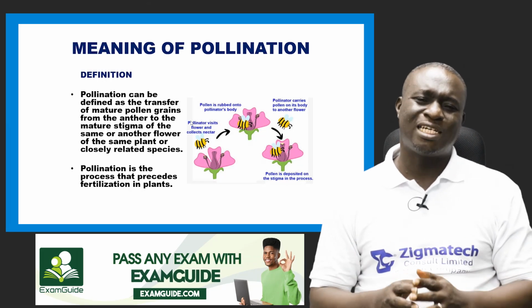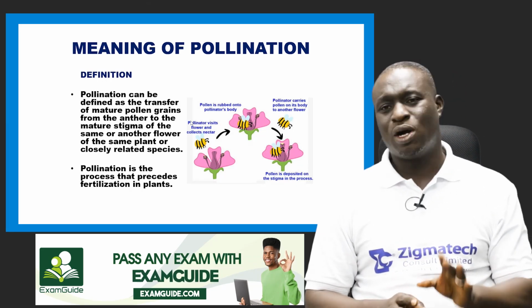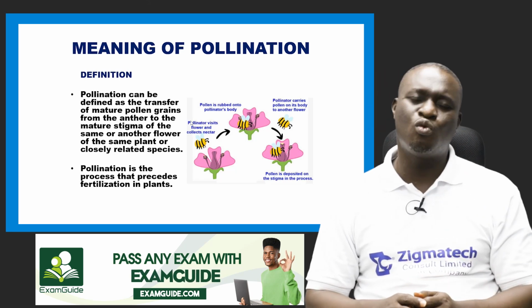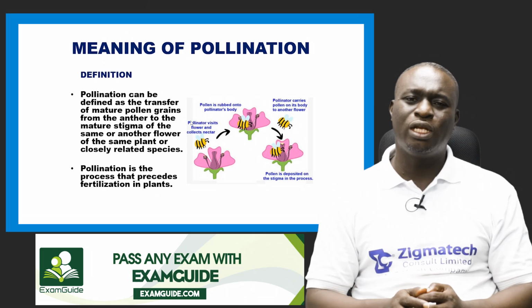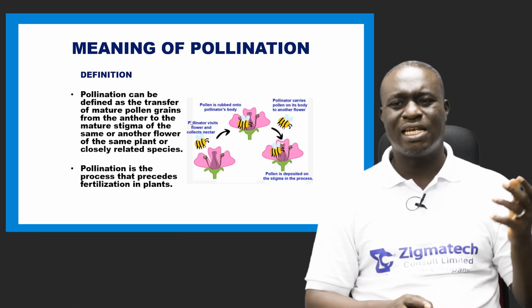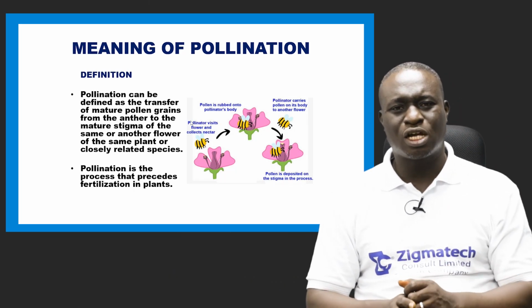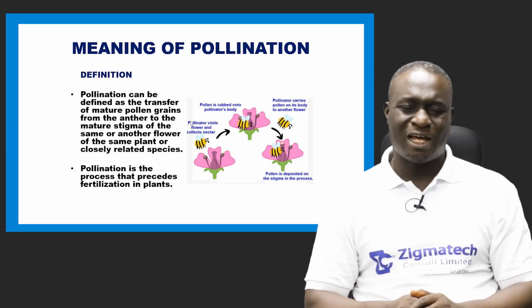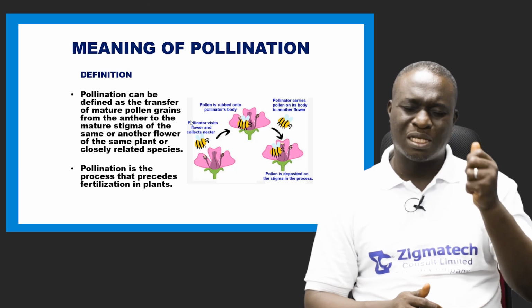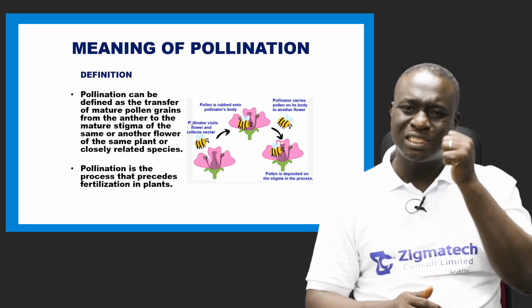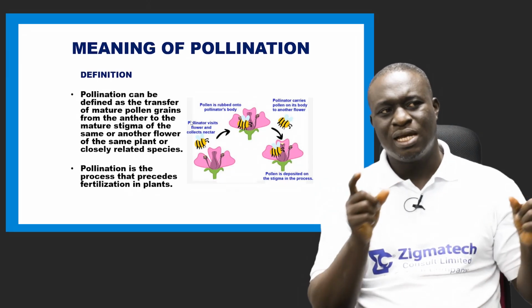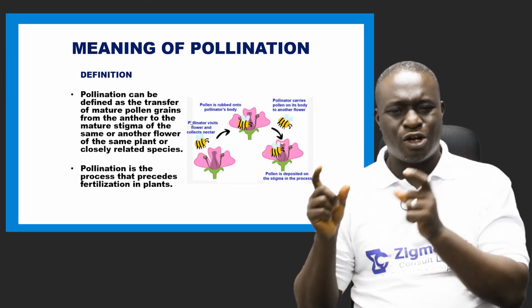So if you look at that particular definition, you are going to understand that there are several keywords to take note of. One is mature pollen grains. Another is, where do these mature pollen grains come from? They actually come from the anther of the flower. And then there is also the presence of a mature stigma. And please take note of these two words: same or another flower.